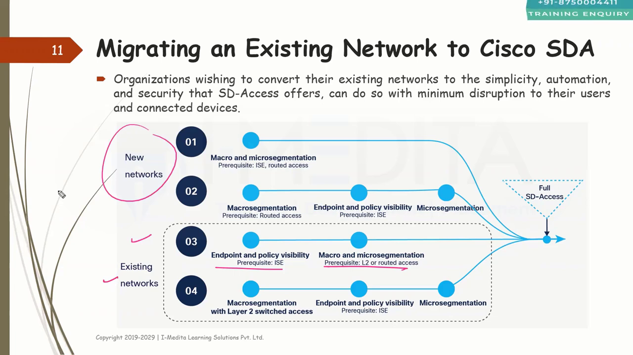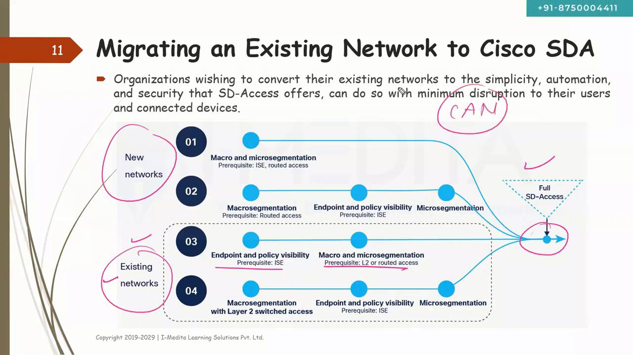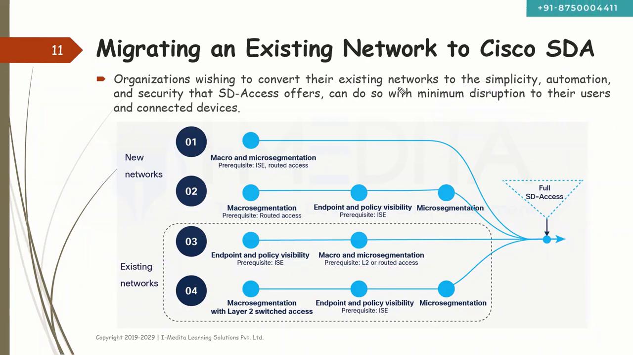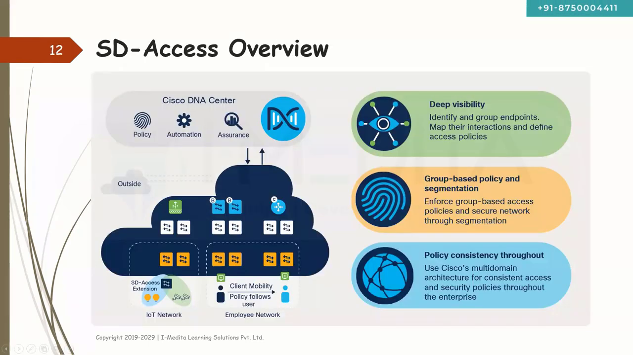Either new networks can be deployed completely on the SDA solution, or your existing infrastructure can be migrated from the traditional to the SDA infrastructure to get full SDA capabilities in your campus area network. We will talk about some migration techniques later on, like how the migration happens, but migration can be done for the existing infrastructure to the SDA network as well. This is the overview of whatever we have covered so far.